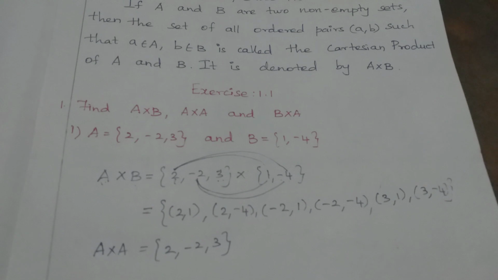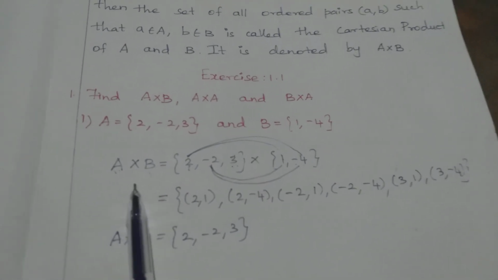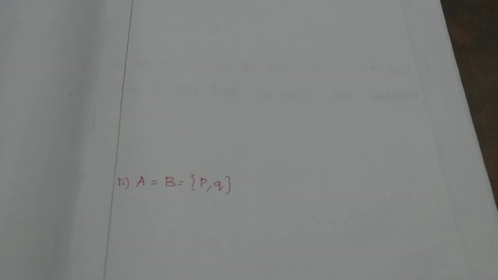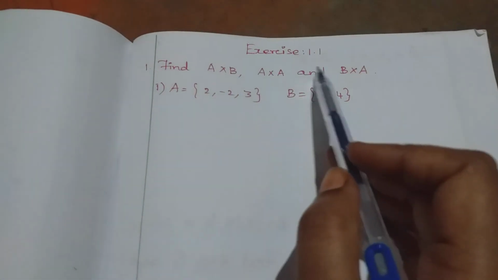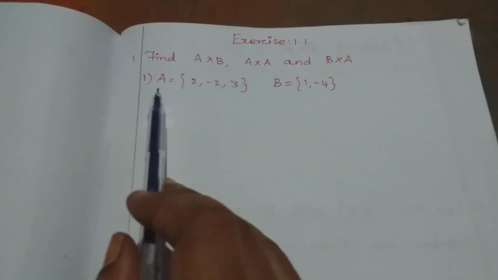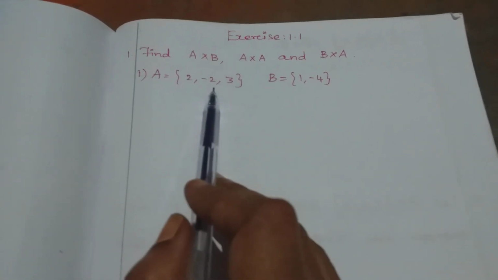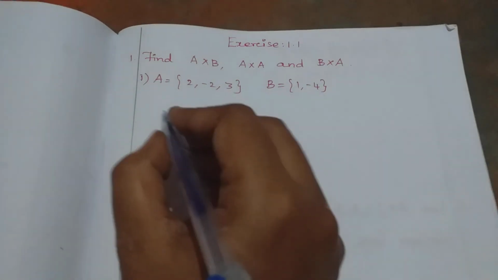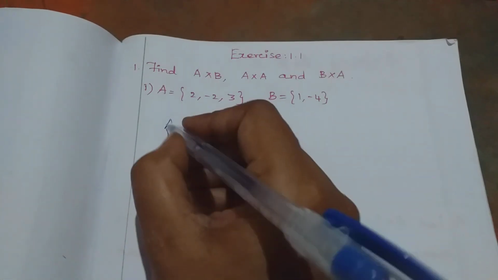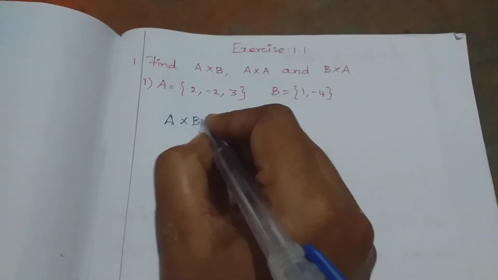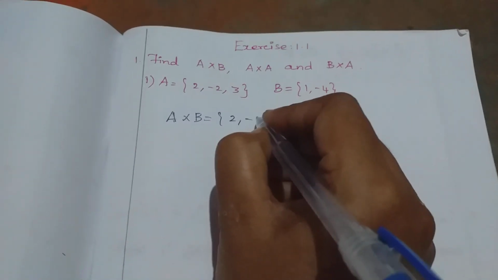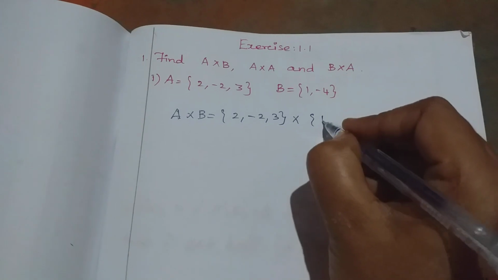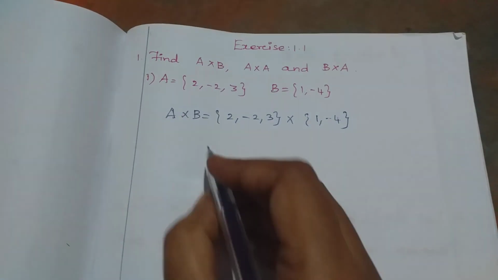So now we are going to see exercise 1.1. Find A cross B, A cross A and B cross A. So the given A set has elements 2, minus 2 and 3. B set has 1, minus 4. First you are going to find A cross B. So A set you are having 2, minus 2 and 3, cross B set you are having 1, minus 4.